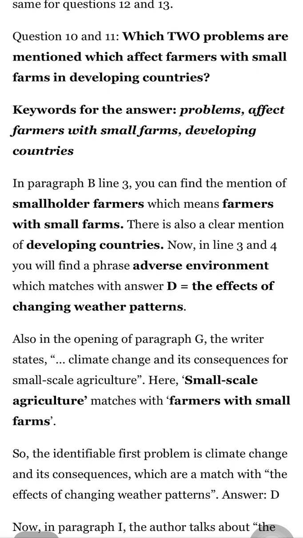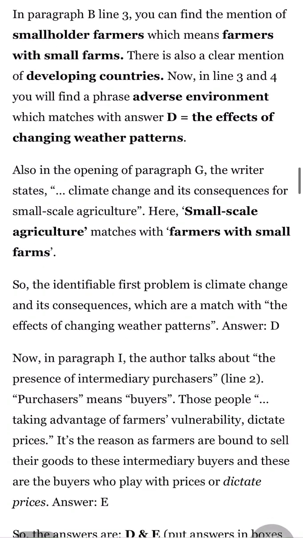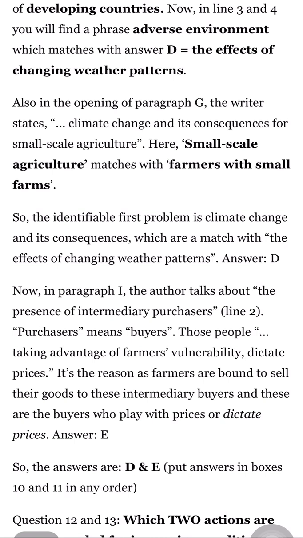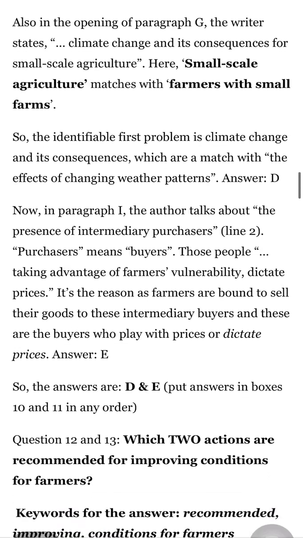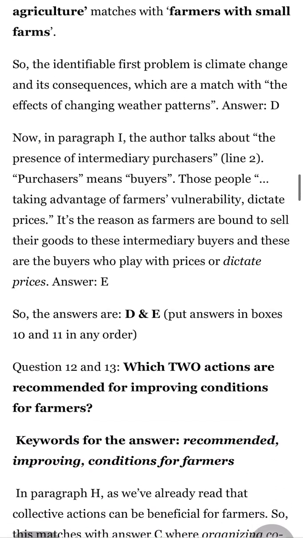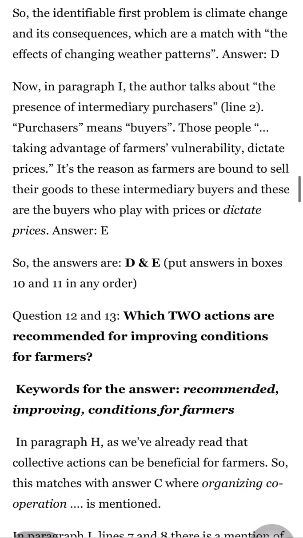So, the identifiable first problem is climate change and its consequences, which are a match with the effects of changing weather patterns, answer D. Now, in paragraph I, the author talks about the presence of intermediary purchasers, line 2. Purchasers means buyers. Those people, taking advantage of farmers' vulnerability, dictate prices. It's the reason as farmers are bound to sell their goods to these intermediary buyers, and these are the buyers who play with prices or dictate prices. Answer E. So, the answers are D and E. Put answers in boxes 10 and 11 in any order.